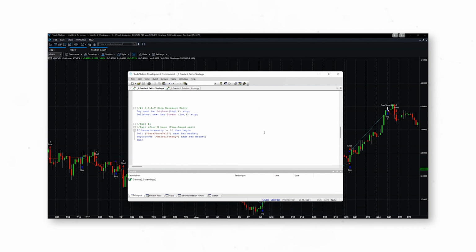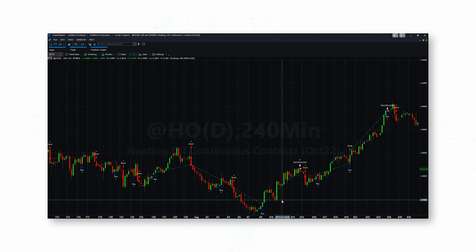Now, if we add our G.O.A.T stop breakout entry, as always, we can see what this looks like on a chart. No surprise, our G.O.A.T entry gets us long on momentum. We get out after 20 bars. Again, our G.O.A.T entry gets us long on upward momentum, and we are going to get out after 20 bars. So when there's no other signal, the system will always exit after a certain amount of time, in this case 20 240-minute bars.